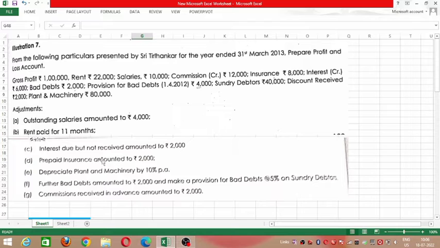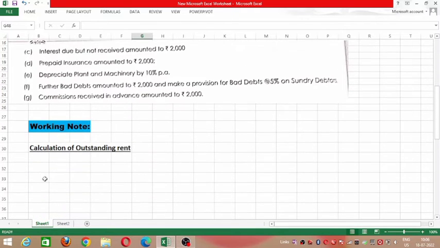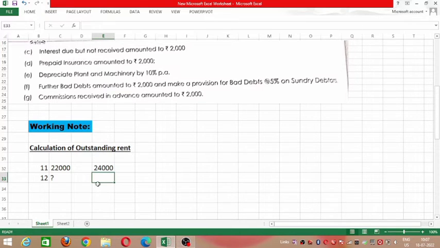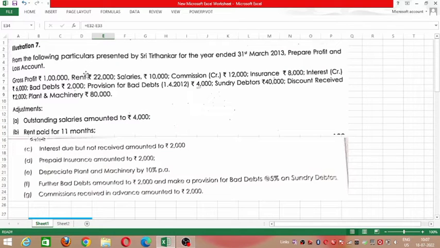Second one, rent paid for 11 months. We all know in a year there are 12 months, but here they have clearly stated that we have paid only for 11 months. So what is the amount we have paid? They have given in the particulars rent amount 22,000. Let's do the calculation for 12 months now. For 11 months it is 22,000. For 12 months, 12 into 22,000 divided by 11. The amount is 24,000. And we have to deduct this 22,000 from 24,000. The difference is 2,000. This is outstanding rent. This 2,000 should be added to the rent in the P&L account.